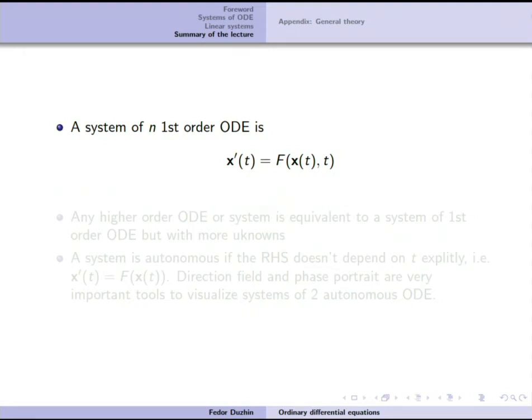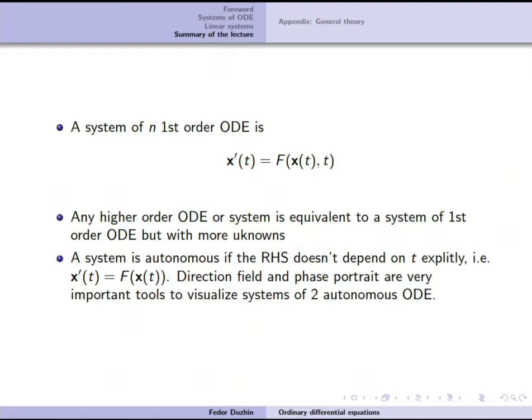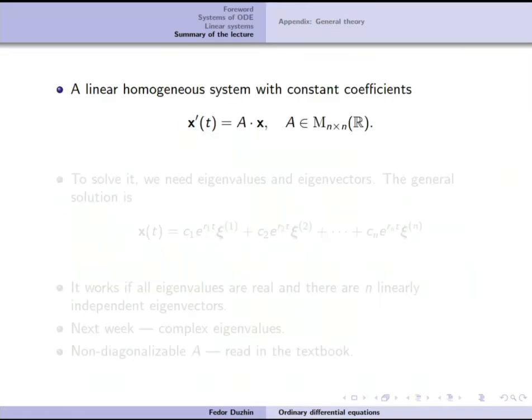All right, let us summarize what we've learned in today's lecture. So we have learned what a system of n first-order ordinary differential equations is, and we have learned that any higher-order differential equation can be converted to a system of first-order differential equations. And autonomous systems are those where the right-hand side does not depend on t.